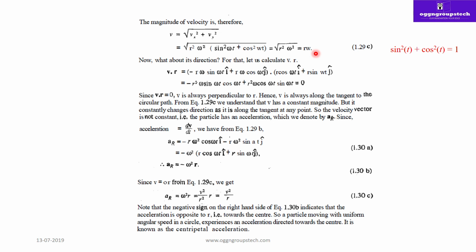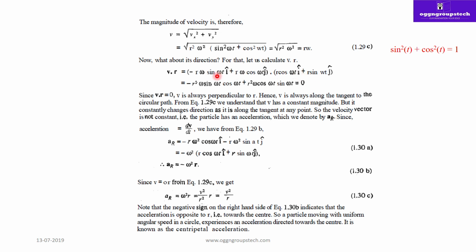Okay, now what we will do is multiply v dot r. So what is the value of v, which we have learned in our previous slide? That was minus r omega sin omega t i cap plus r omega cos omega t j cap, and this is the term for r: r cos omega t i cap plus r sin omega t j cap.